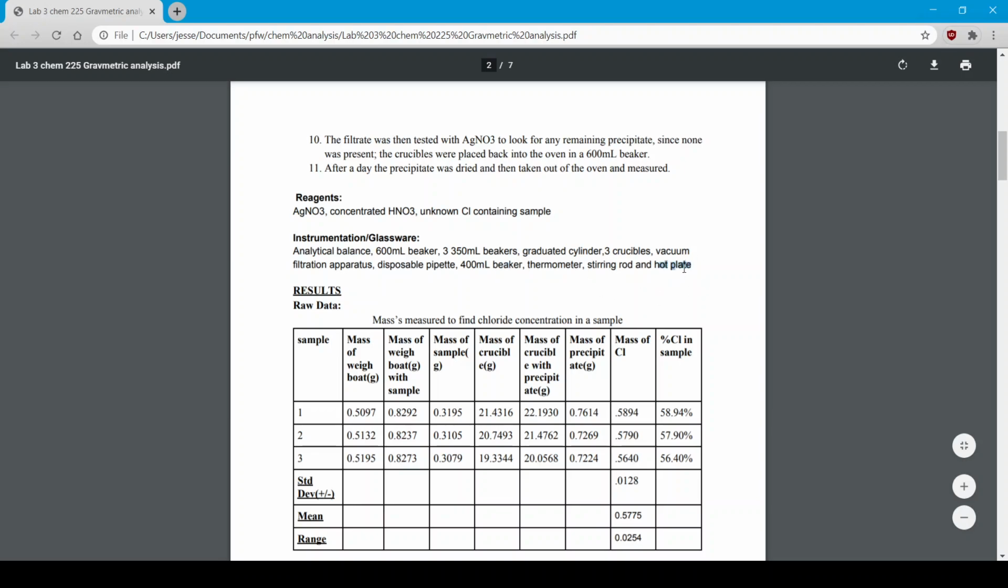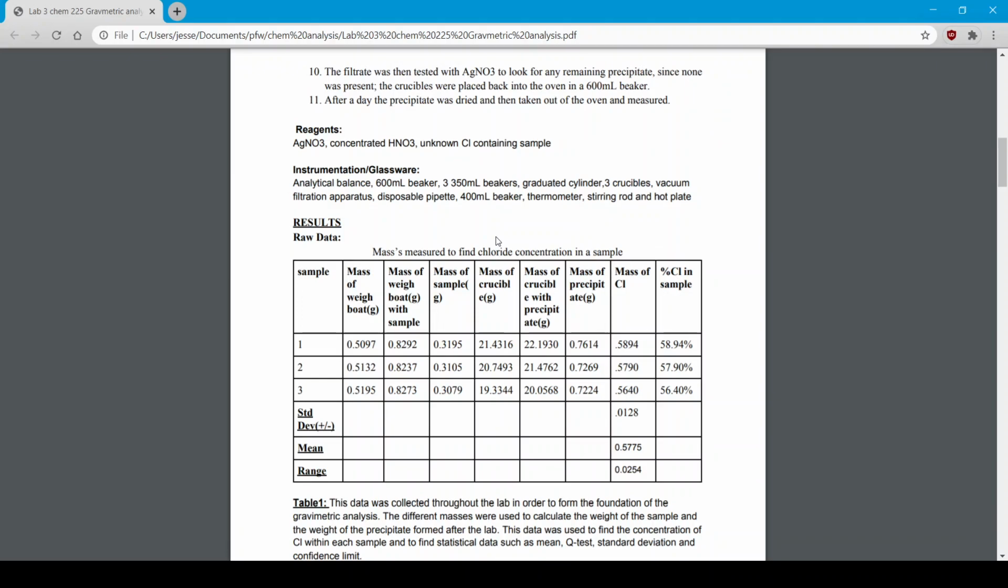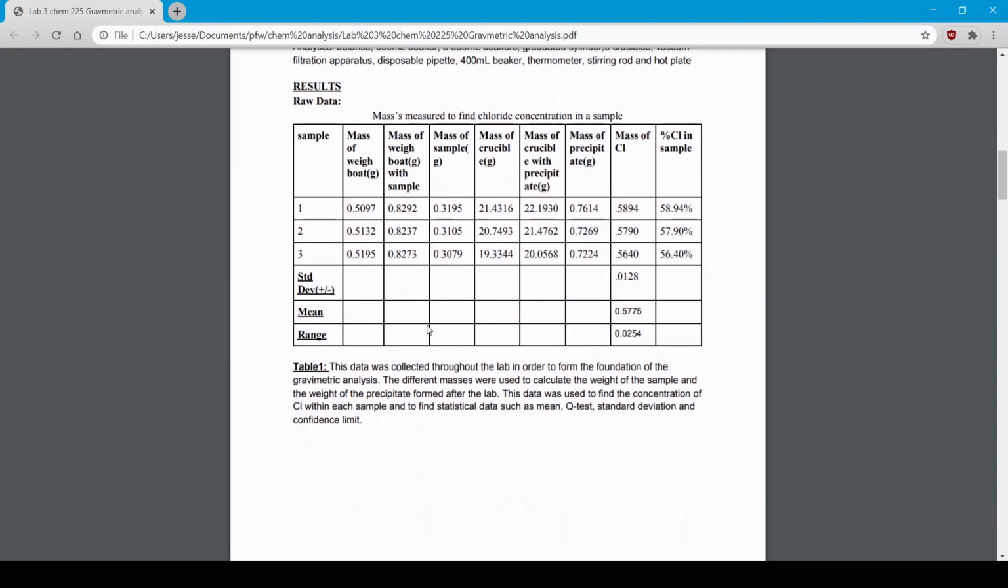So basically, you've got your hot plate and analytical balance. Those are the instruments you use, and then the glassware: beakers, crucibles, filtration apparatus, things like that. So next, you want to, now this is an extremely important section, arguably one of the most important sections.